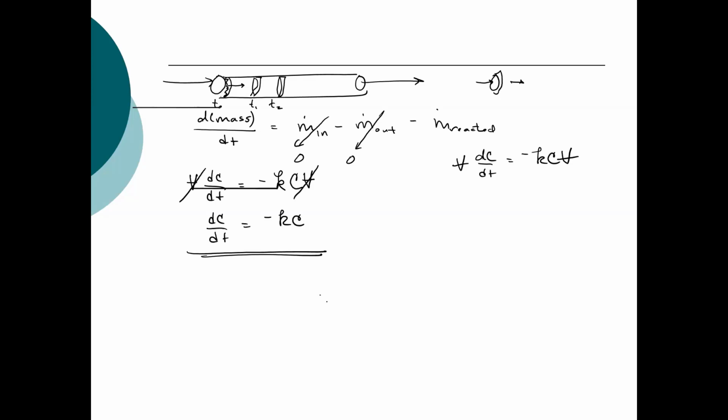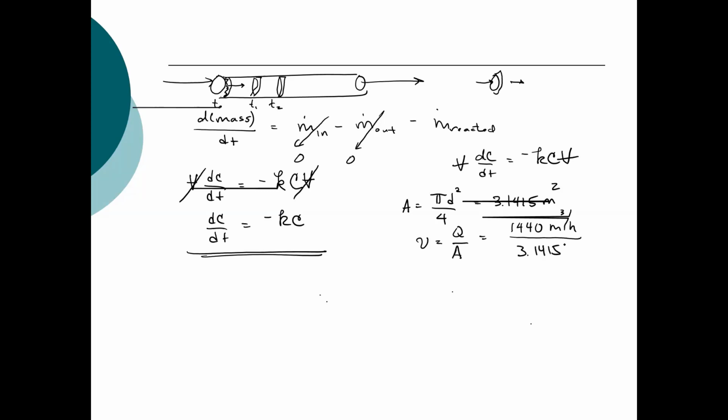Now we said the pipe was flowing full. So since the pipe is flowing full, the area of the pipe is equal to 3.1415 meters squared. The velocity is simply Q over A, and that is 1,440 meters cubed per hour, divided by 3.1415 meters squared, and that is equal to 458.4 meters per hour.